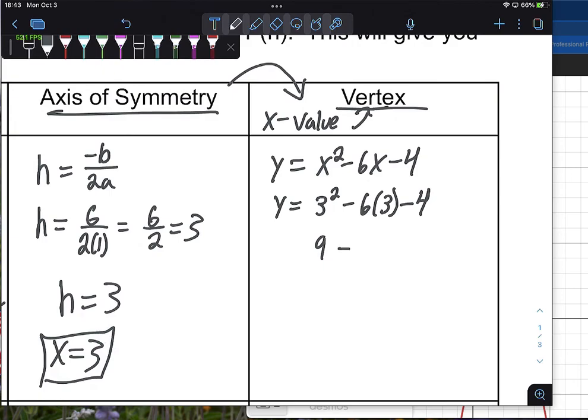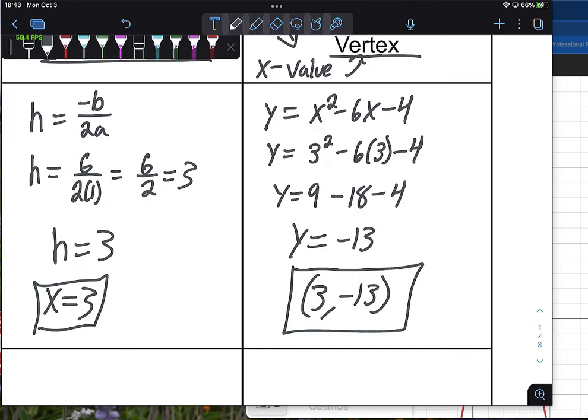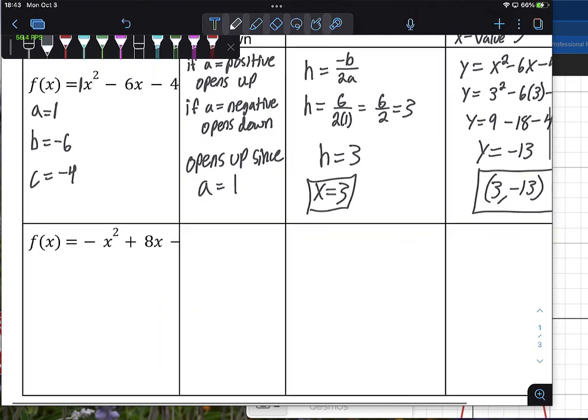Minus 6 times 3 is 18. Minus 4. And y is equal to, this simplified down to negative 13. So my vertex is going to be 3, negative 13. And there's my vertex. Alright, let's give this one a shot.